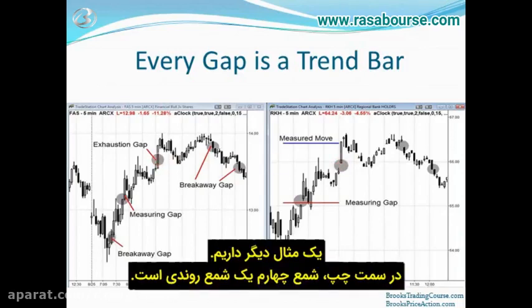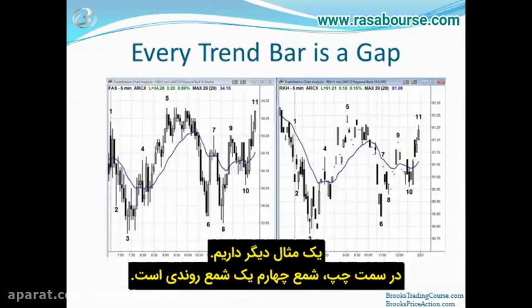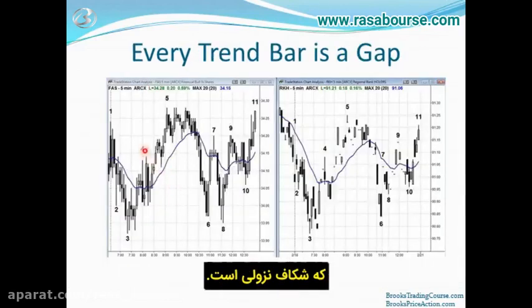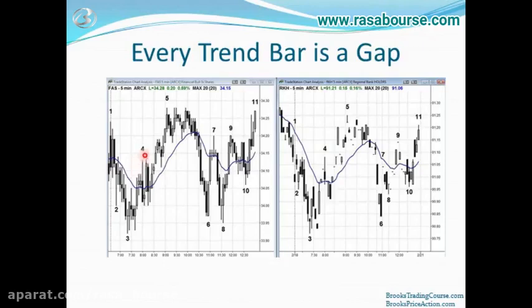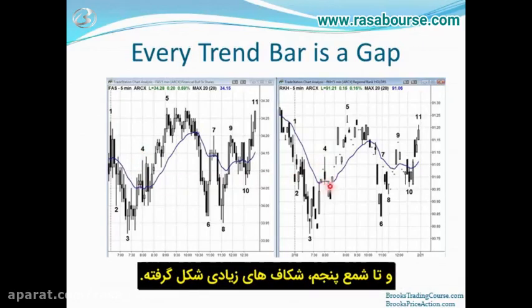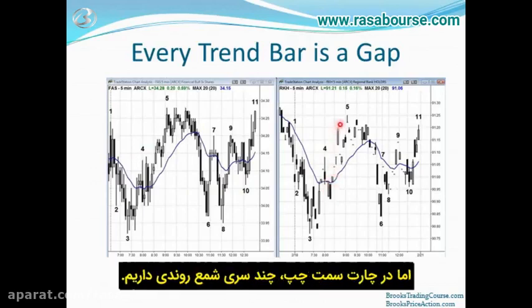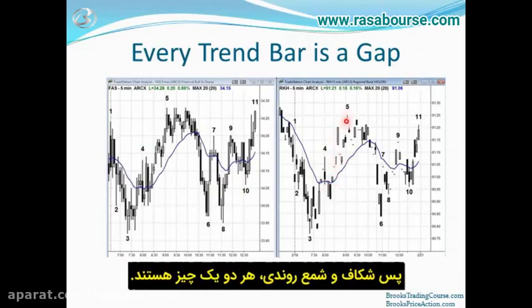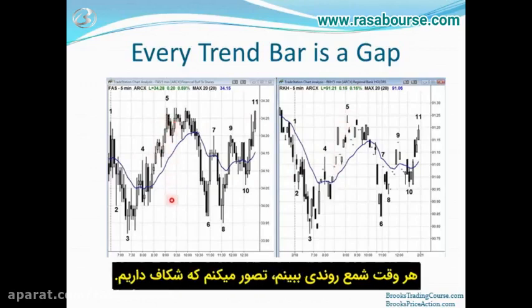Another example, bar 4 is a bear trend bar. Over here, bar 4, there was a gap down. Here we have a big bull spike up on the way to 5, many gaps. Over here it's a series of trend bars. So in my mind, gaps and trend bars are interchangeable. Every time I see a trend bar, I assume it's a gap.